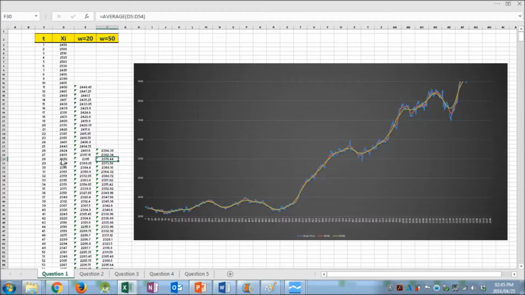Basically, a moving average is a way to smooth the share price data and see where the share price momentum is going. To illustrate how a moving average works, I've just broken it down into the maths behind it. In the sheet on screen, you'll see T, which is the period number, XI, which is a share price value, W20, which is a 20-day moving average, and W50, which is a 50-day moving average.